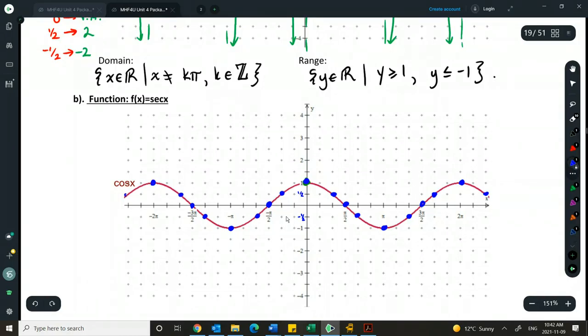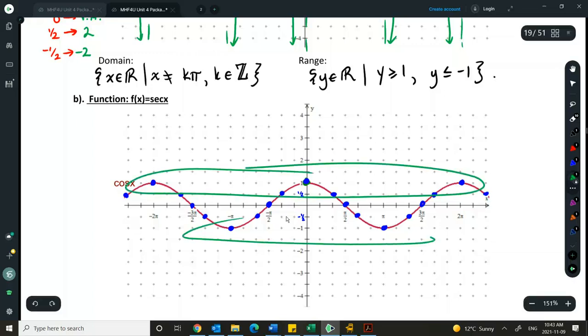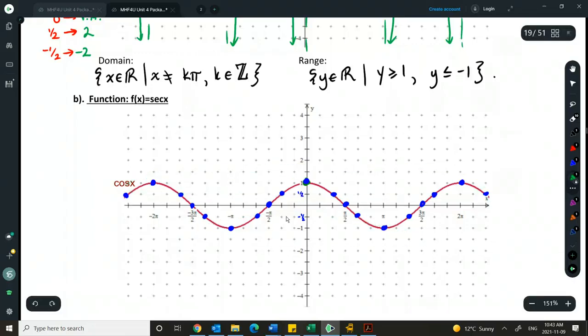Okay, so these are just the points of the original function of cos x, and we're going to use this to graph secant x. So first things first, ones and negative ones will stay the same. So you're going to mark off where all the y's are ones and where all the y's are negative ones, and those will be points of the new function. So one, here's a negative one, there's a one, there's negative one, and there's another one.